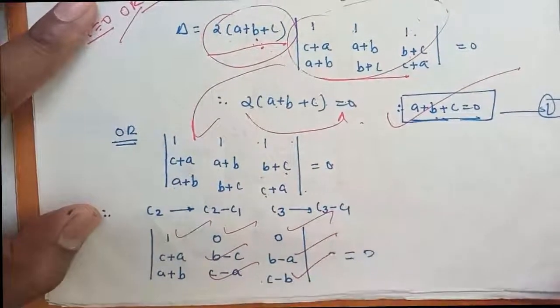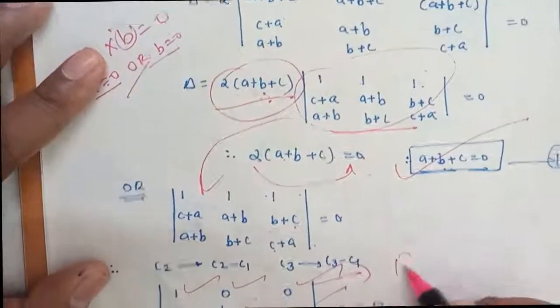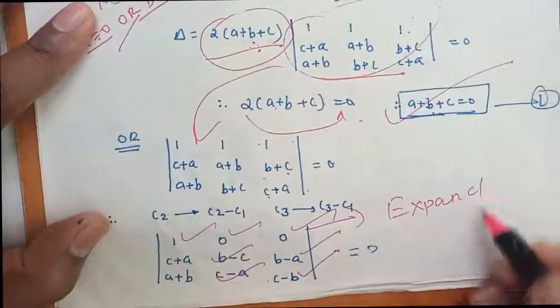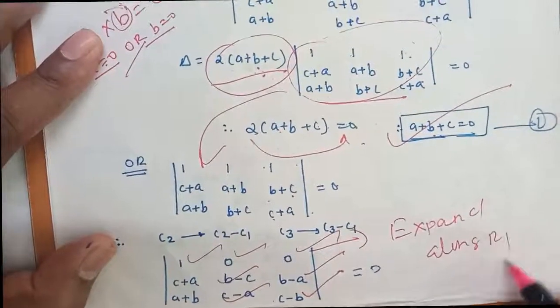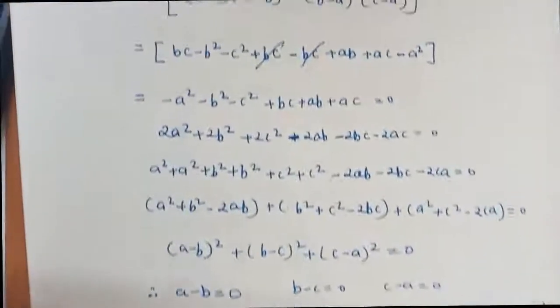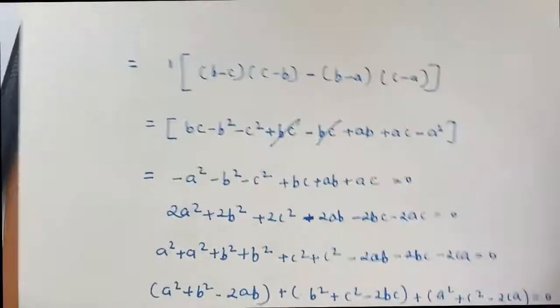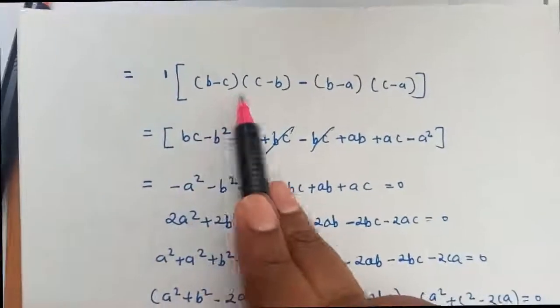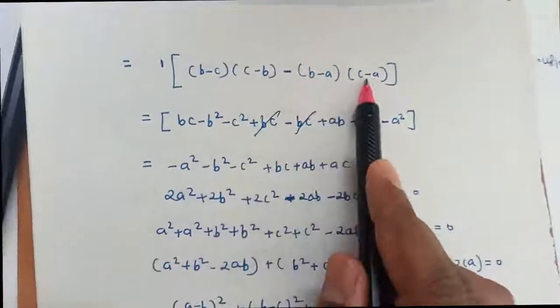Now I am going to expand it along the first row. This is the expansion along R1. The same way we are going to expand it. So once we expand this one, I will get 1 into bracket of b minus c, c minus b minus b minus a into c minus a.